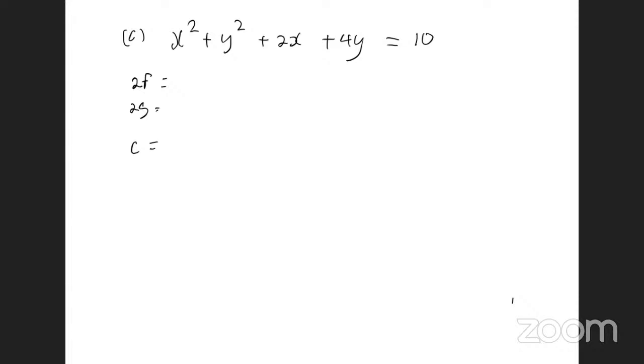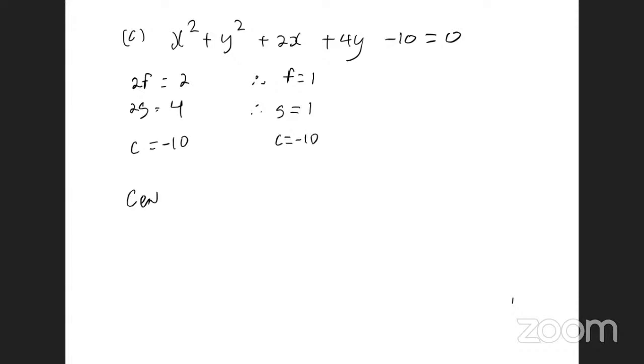So 2F is 2, 2G is 4, and I was supposed to move the 10 across, so it would have been minus 10 equal to 0. So C is minus 10. Therefore, F is 1 and G is 2. Just take a look at them. F is 1, G is 2, and we know what C is.